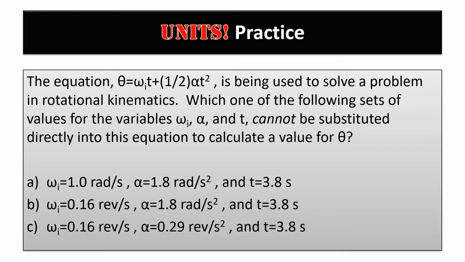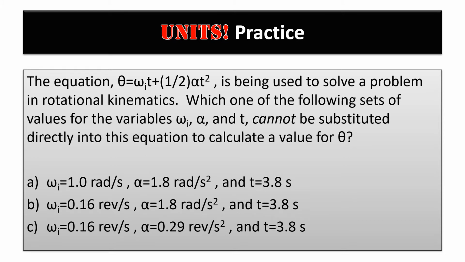So let's see if we understand that. All right, this is like a check your understanding question. It says the equation theta equals omega I t plus 1/2 alpha t squared is being used to solve a problem in rotational kinematics. Which one of the following sets of values for the variables omega I, alpha, and t cannot be substituted directly into this equation to calculate a value for theta? Which one of these can you not use? Which is not currently ready to be plugged in to that equation? You could pause the video and think about it.